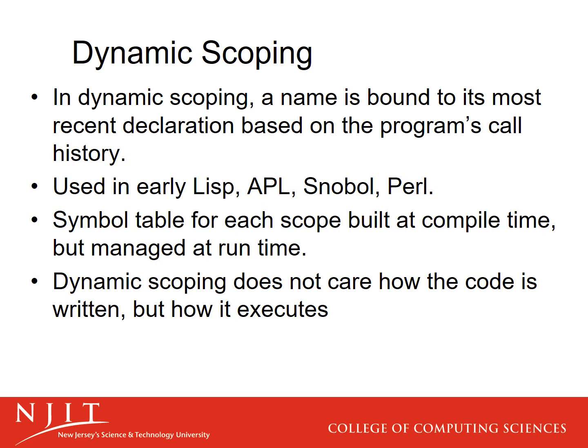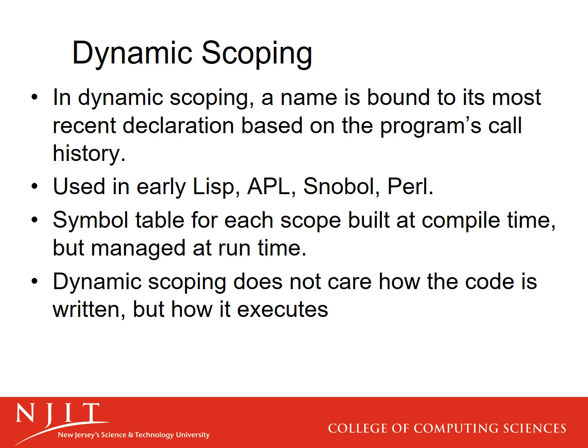Now this is used in some early programming languages. It's used in APL. The symbol table is built at compile time, but it's managed at runtime. So in a way, you don't care how the code's written, but you care how it executes. A lot of modern programming languages have sort of abandoned dynamic scoping because it's terribly confusing.